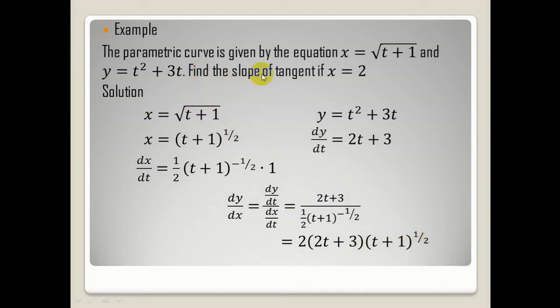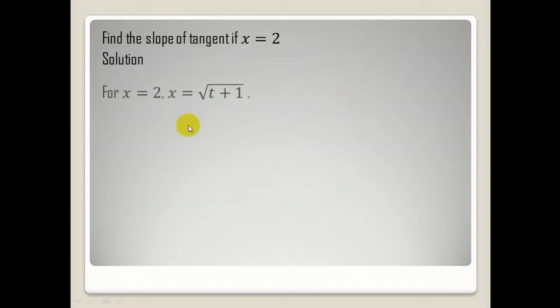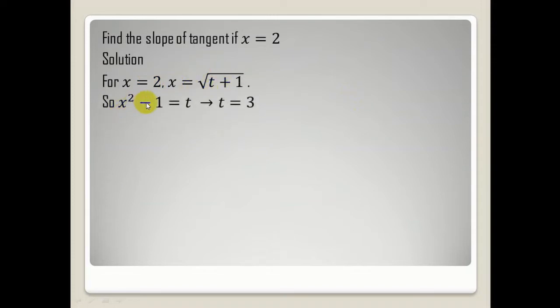So we need to find the slope of the tangent, because here x equals 2, so you need to substitute x equals 2 into this function. So x squared minus 1 equals t, because x is 2, so 4 minus 1 is 3. So we get t equals 3. So we already know the slope is equal to the first derivative. So the first derivative is 2 times (2t plus 3) times (t plus 1) to the power half.